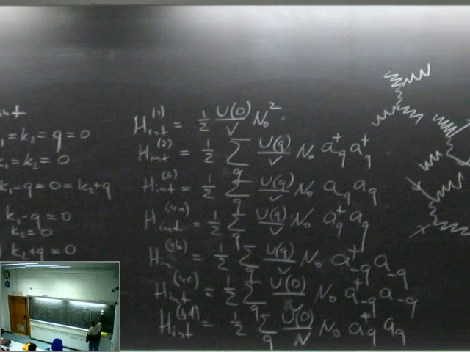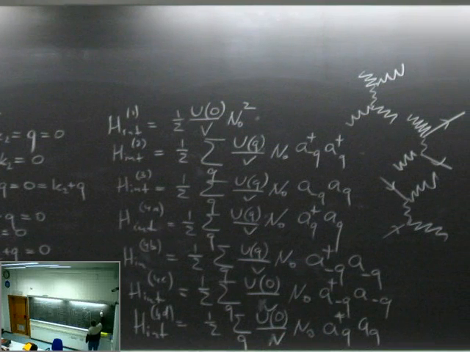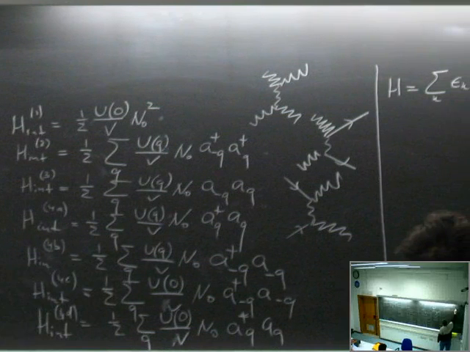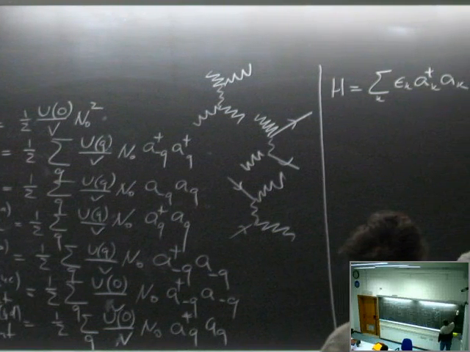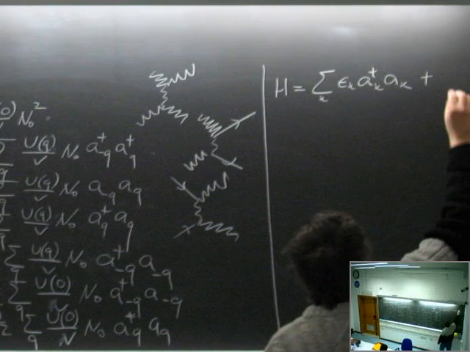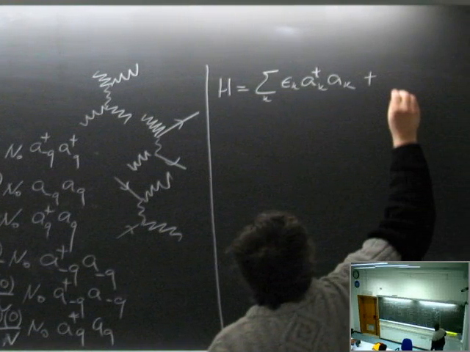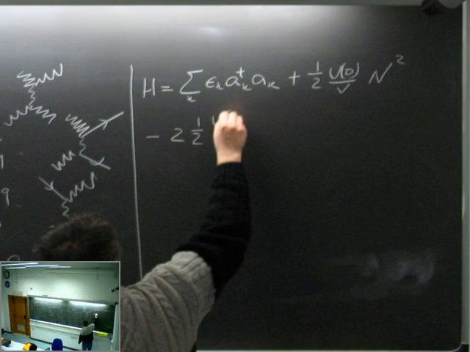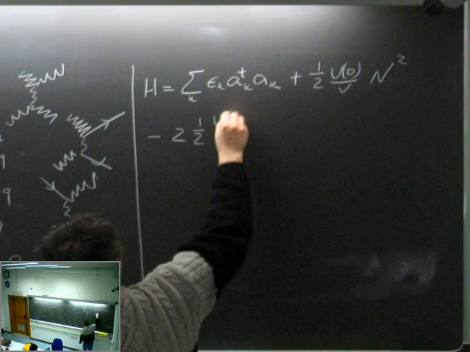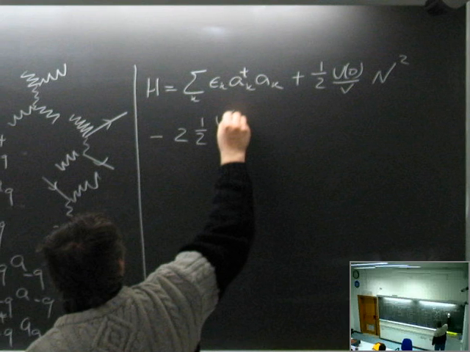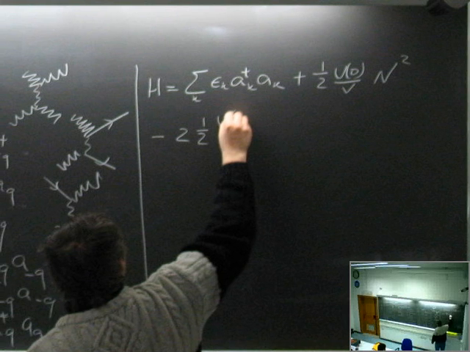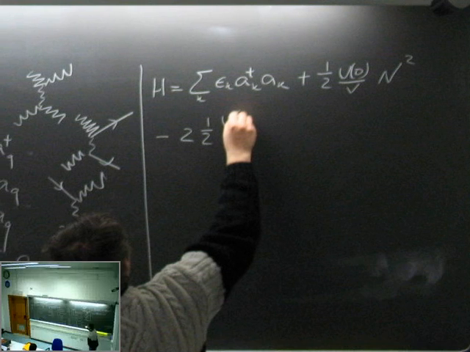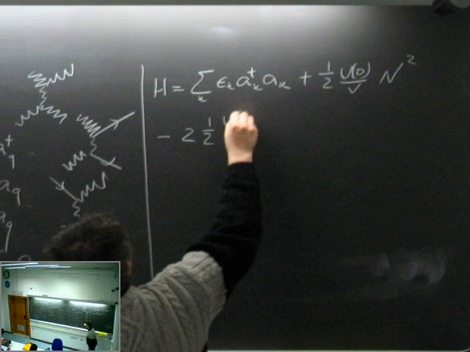Plus, first of all, there is a term 1/2 U node over V times N squared. Then there is minus 2 times 1/2 U node over V N sum over K, A K dagger A K. Then I take these two terms, 4C and 4D.